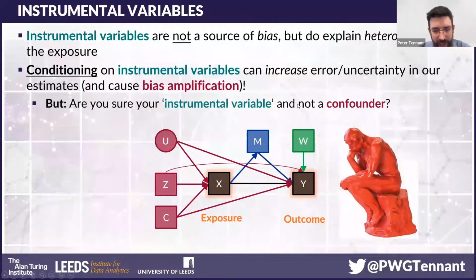However, the counter advice is, are you sure it's actually an instrumental variable and not a confounder? Because if it occurred before the exposure, why shouldn't it have an onward effect on the outcome?